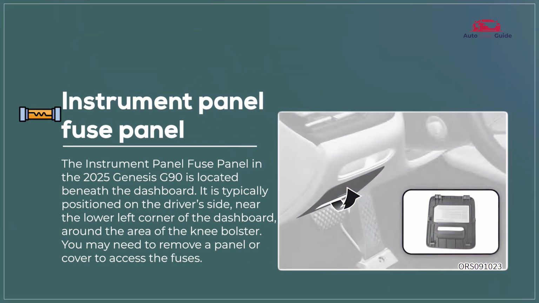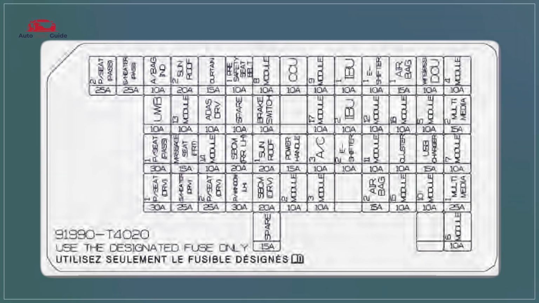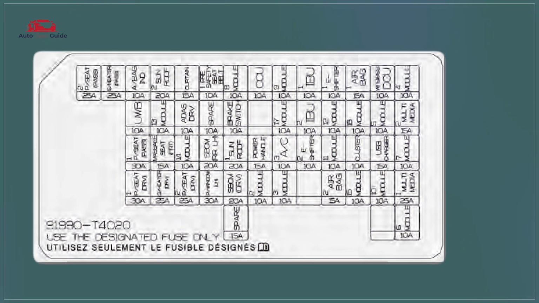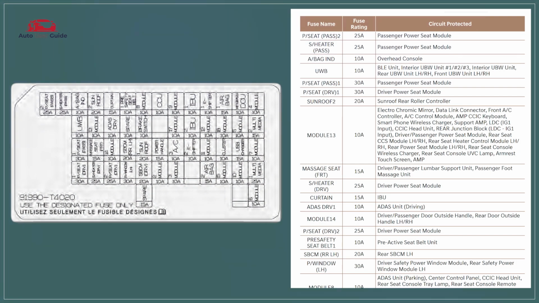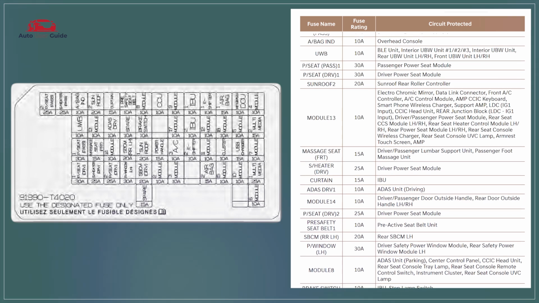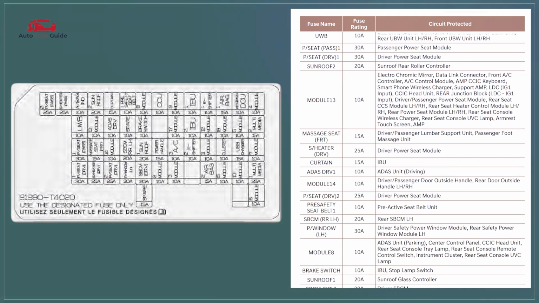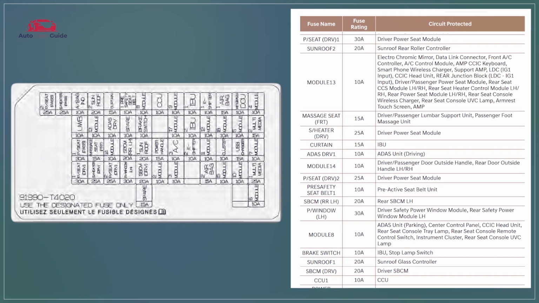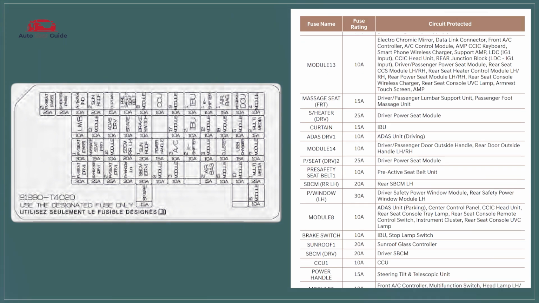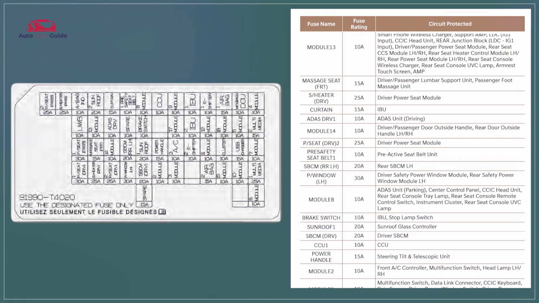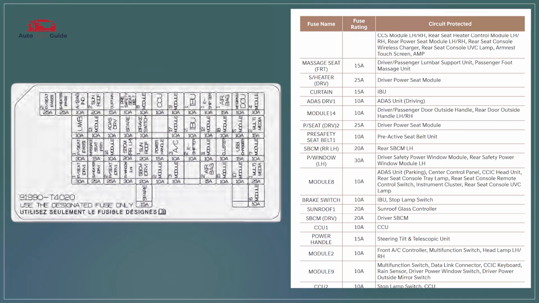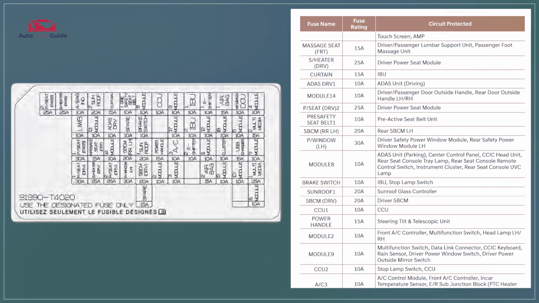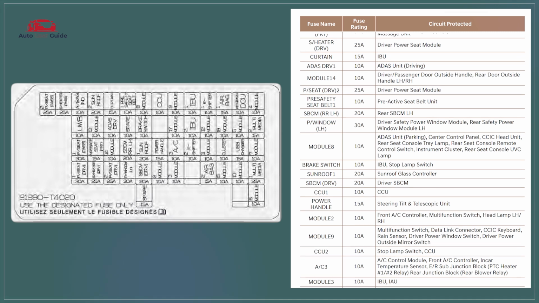Instrument panel, fuse panel. The 2025 Genesis G90 instrument panel fuse panel protects vital systems such as the infotainment, air conditioning, and lighting. It features a clearly labeled diagram for easy identification of each fuse's function and capacity.